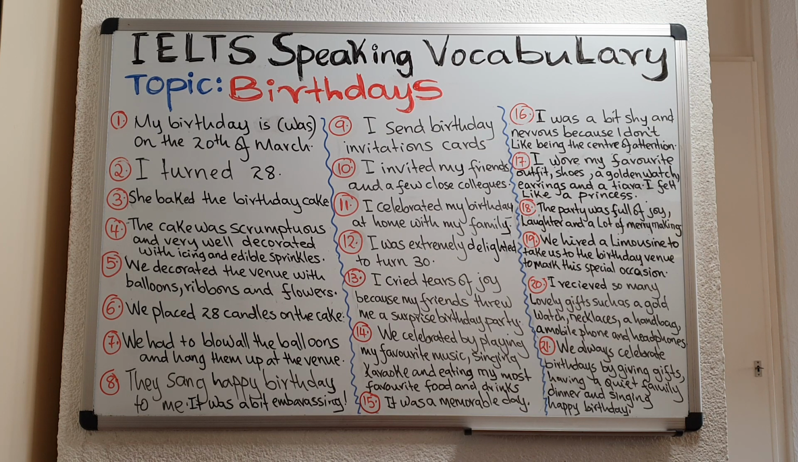Now, number 17: I wore my favorite outfit, shoes, a golden watch, earrings, and a tiara. I felt like a princess. So if the examiner asks you, how did you dress during your birthday, you can say, I wore my favorite outfit. Now, outfit means the clothes you wore. I wore my favorite outfit, shoes, a golden watch, earrings, and a tiara.